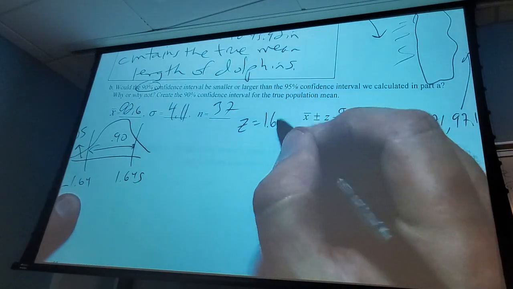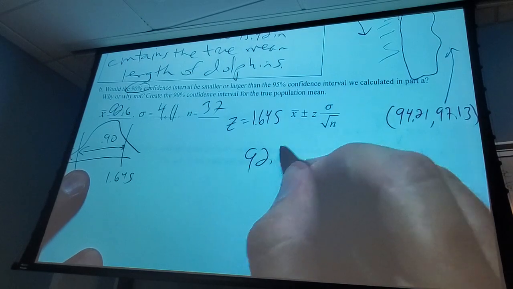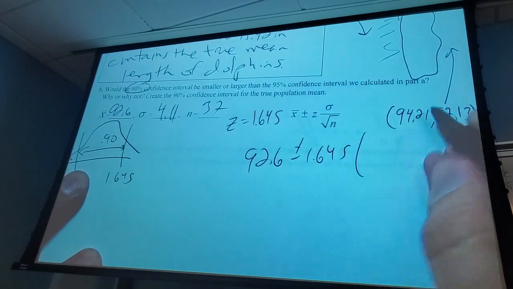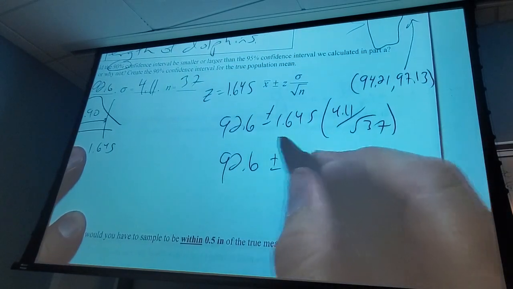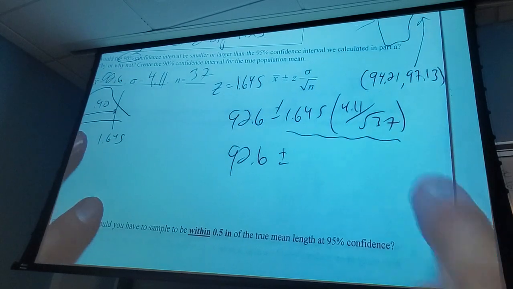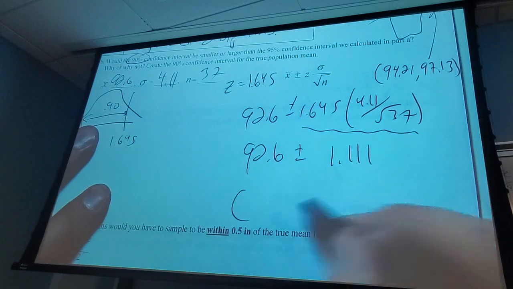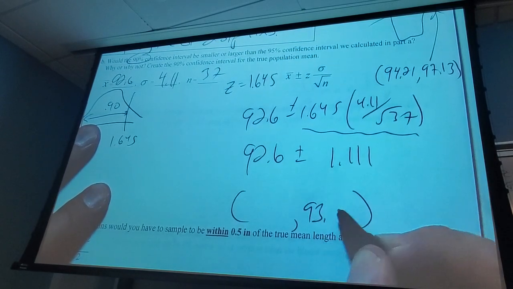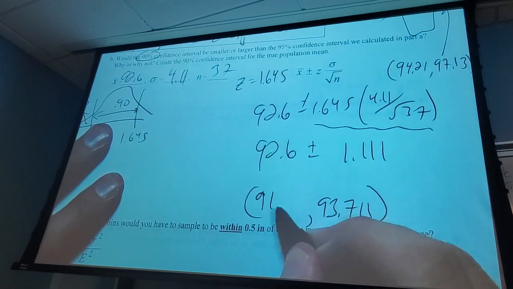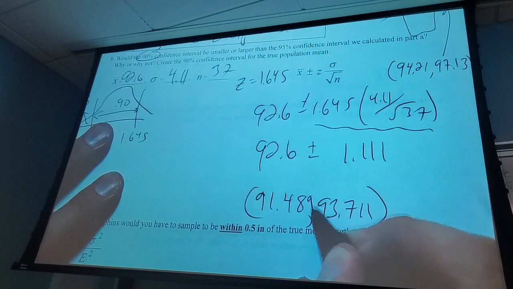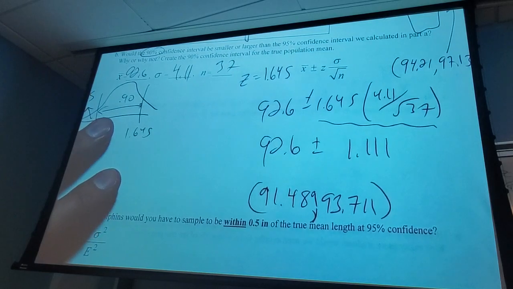So our z-score is 1.645. That's the only thing that changes. So now it's going to be 92.6, give or take 1.645 of these. Did anybody do this, get the error for this? What's the error, sorry? 1.111. You're good, don't worry. So up here it'd be 93.711. And down here it would be 91.489, is that right? You guys with me?